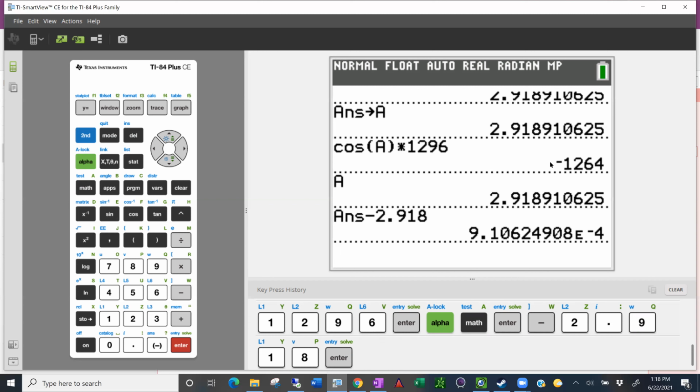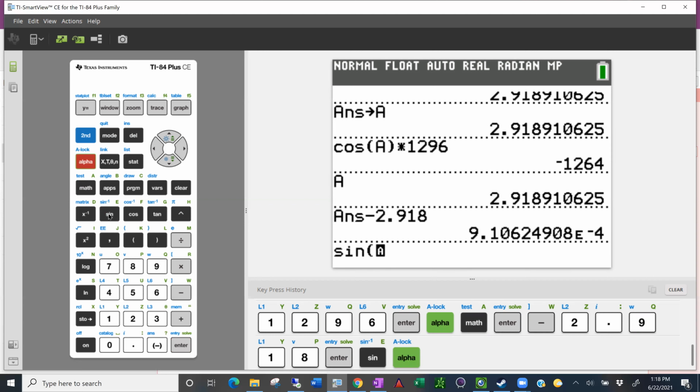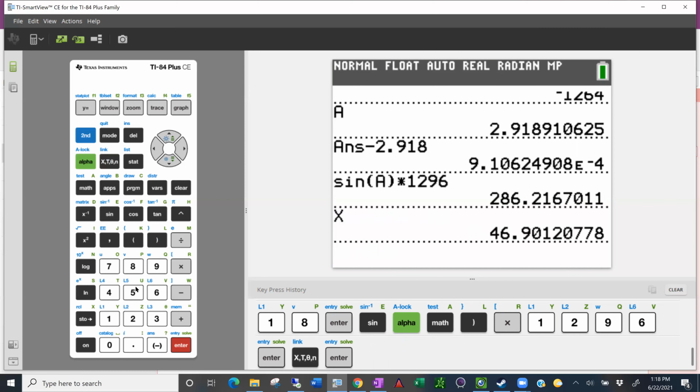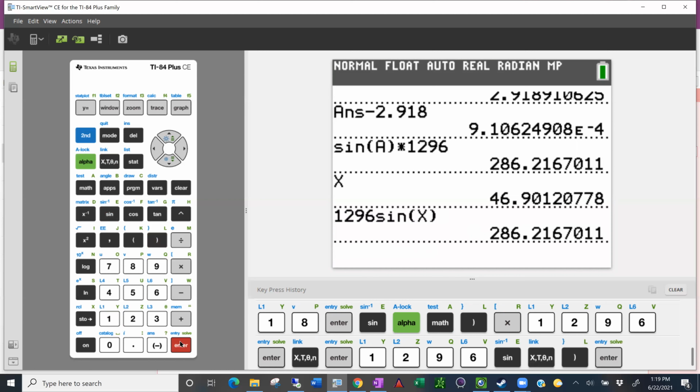Do you mind doing the sine one more time? I just want to see the answer for the sine to compare it to mine. Sine of alpha times 1296. And then if I did the sine of x, let's see, x still has in it that value that we said was equivalent. If I did sine of x times 1296, I should get exactly the same thing. 2.86. So if you compare this one and this one, I'm getting the exact same thing.